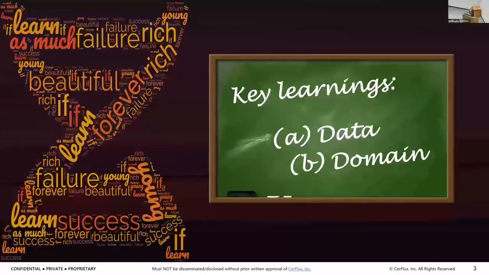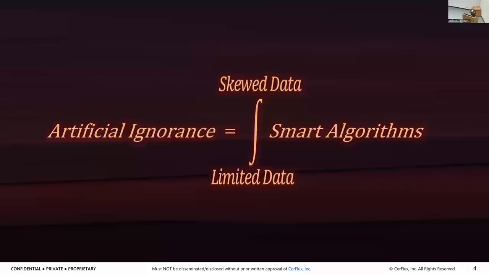So what did we learn from our spectacular failure? Well, we quickly realized that there were 2 vital elements that were missing. One was good quality data that was designed specifically for AI. And second was domain expertise. Mathematically speaking, because I'm assuming most of us are geeks in here, artificial ignorance is when you integrate smart algorithms over bad data. And the sad corollary to that is that the smarter the algorithms, oftentimes the more ignorant the outcome.